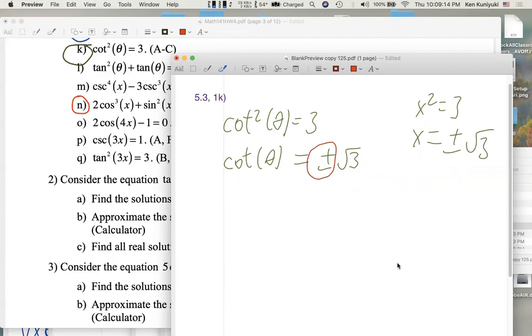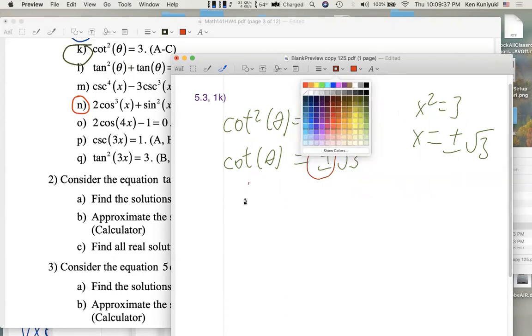So shall I leave you with that, and then can you try to adjust your solution, and we'll come back to this next week? And by the way, it might help you to consider tangent instead. So instead of cotangent of theta being this, take reciprocals. Tangent of theta equals plus or minus 1 over root 3 or root 3 over 3.